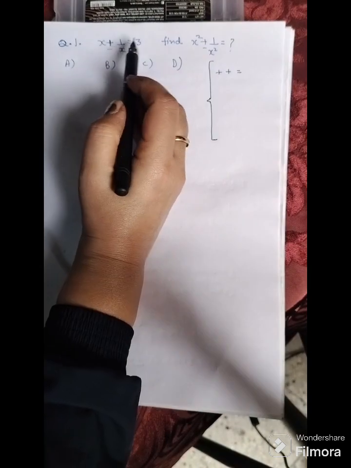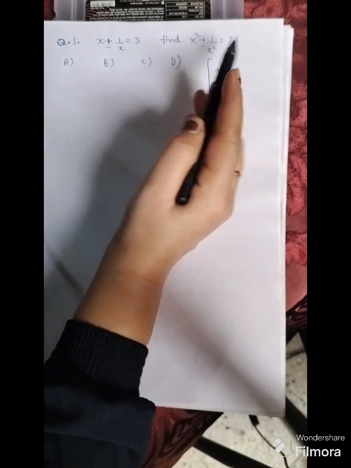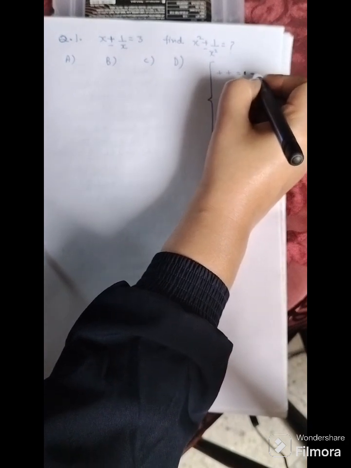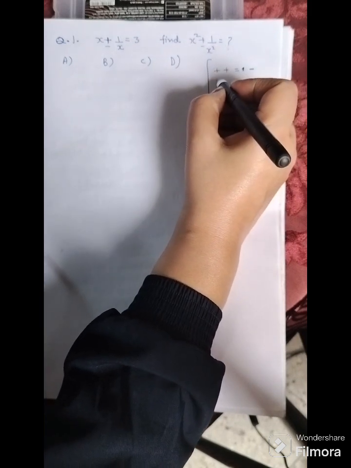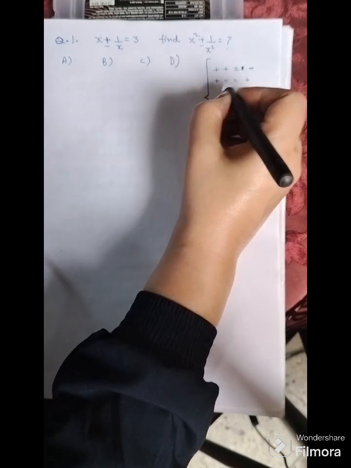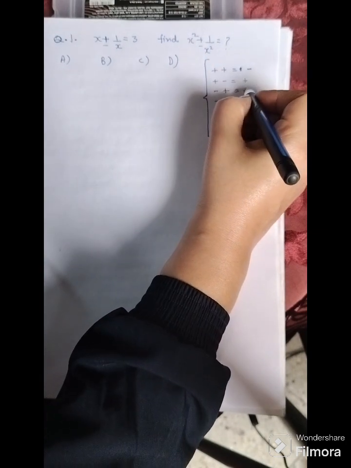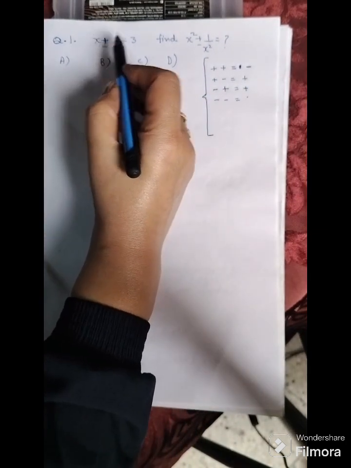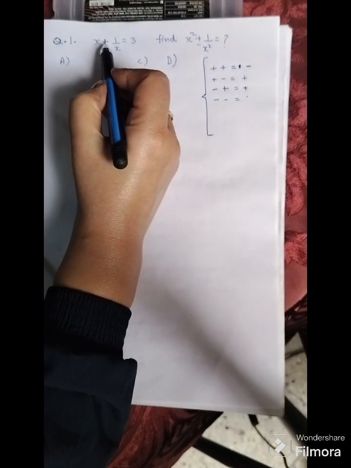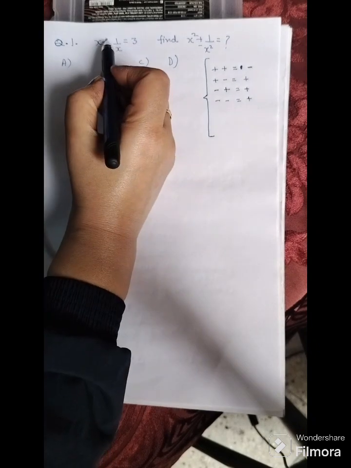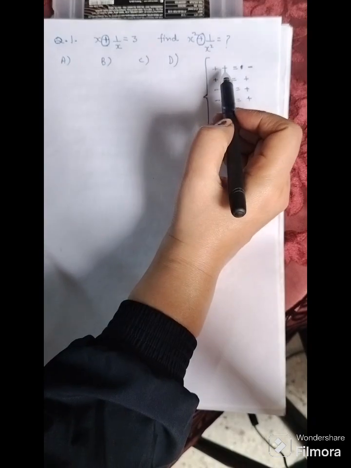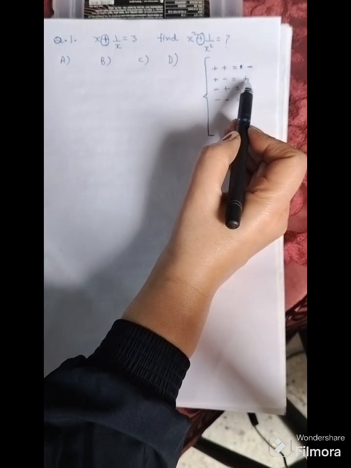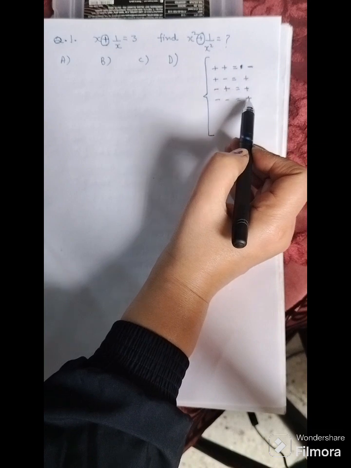Just look at the sign. Firstly, if both are plus, then we take the sign minus. If one is plus and another is minus, then plus. If one is minus and the other is plus, again plus. If both are minus, then again plus. That means only when these two values are plus do we use the minus sign. Otherwise, in every case, we will use addition.